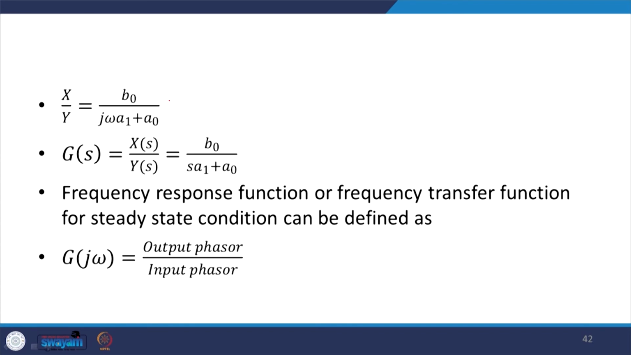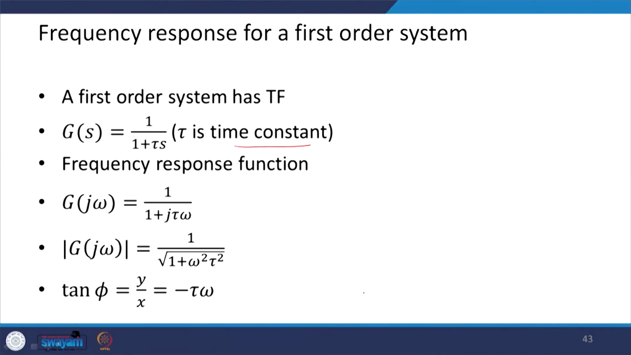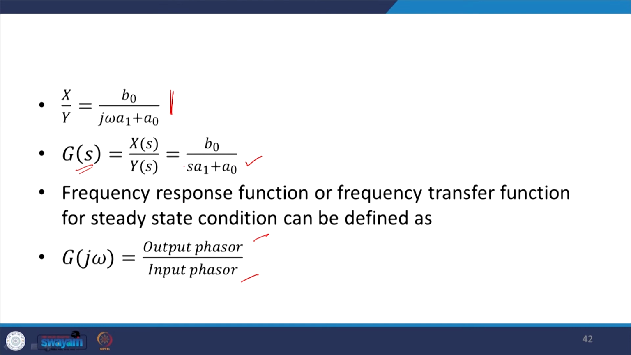Okay. So, my transfer function was b 0 by (s a 1 plus a 0). What has happened is that the frequency response function, or frequency transfer function, for steady state condition can be defined as the output phasor divided by the input phasor. So, for the frequency response of the first order system, this is 1 by (tau s plus 1), where tau is the time constant. In the frequency response, you can see that s is being replaced by j omega.